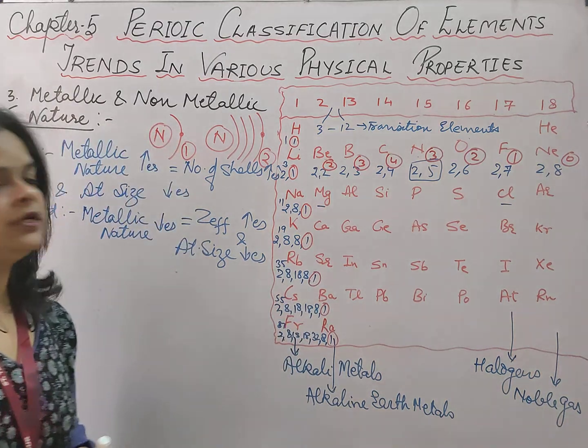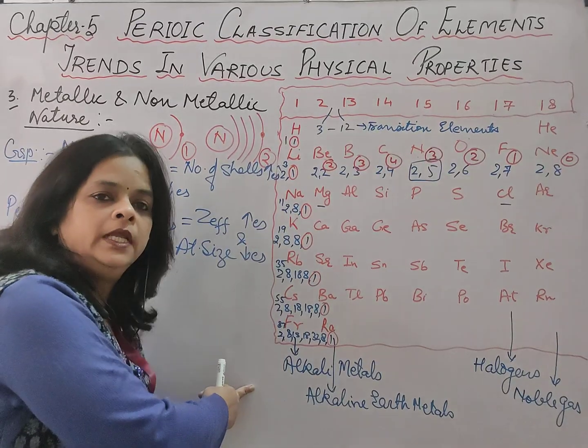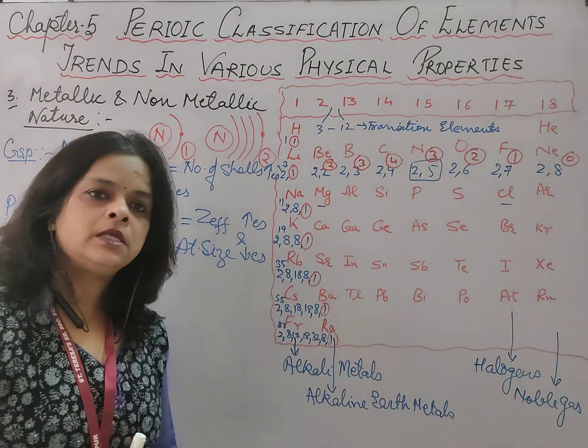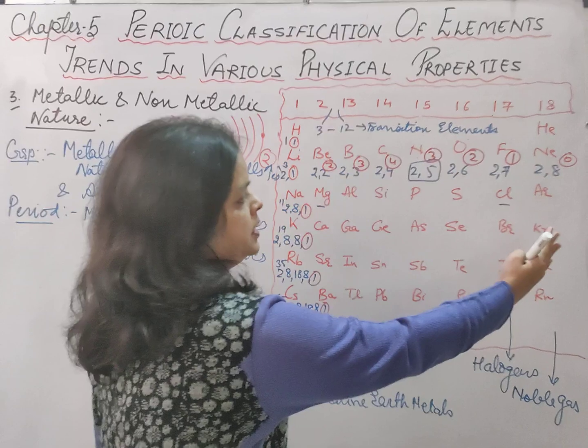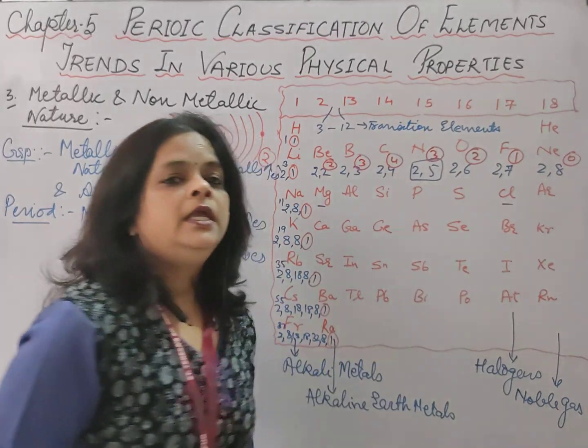So what is the general trend we had discussed here? अगर आप ग्रुप में जा रहे हैं, metallic nature is increasing and non-metallic nature is decreasing. When you are moving in a period, the metallic nature is decreasing and the non-metallic nature is increasing.